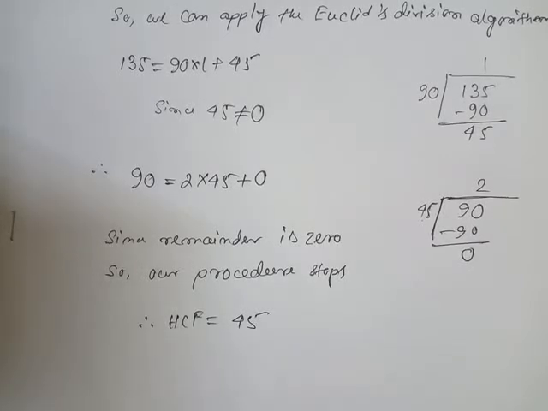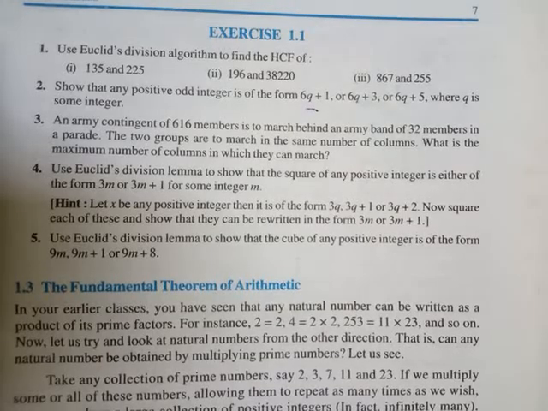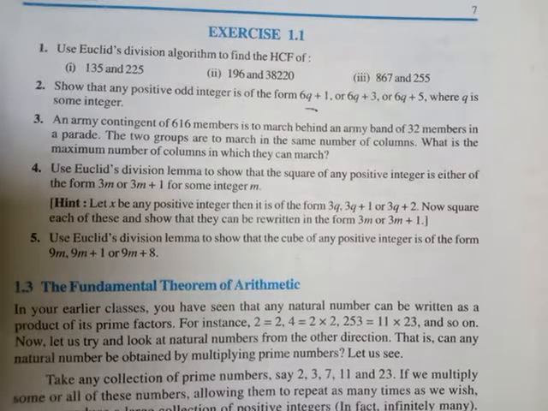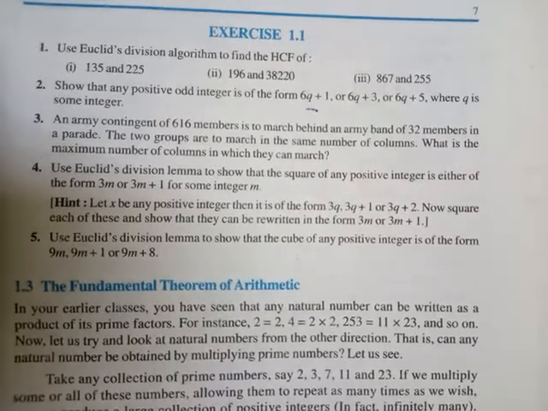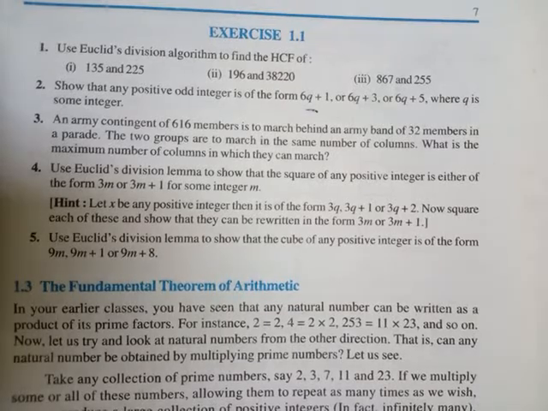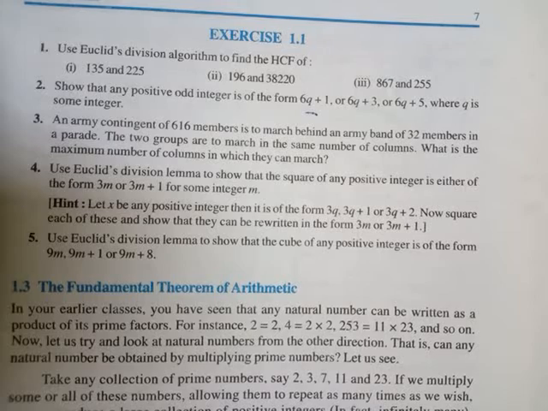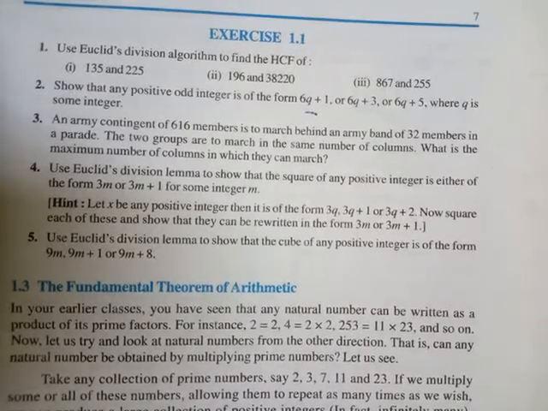I am now going to solve question number 2. Students, now look here, exercise 1.1, question number 2: show that any positive odd integer is of the form 6q plus 1 or 6q plus 3 or 6q plus 5, where q is some integer. We are now going to solve question number 2. Let's have a look at how to solve this one. Question number 2, solution.